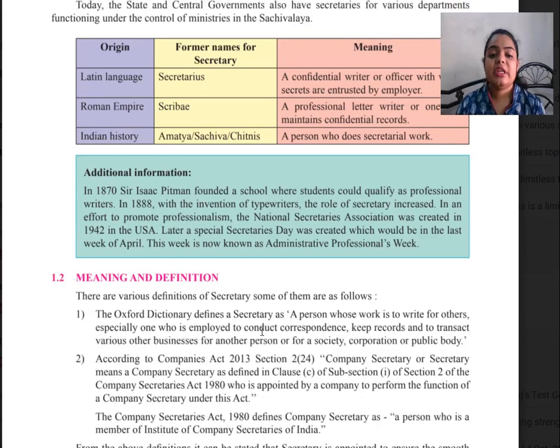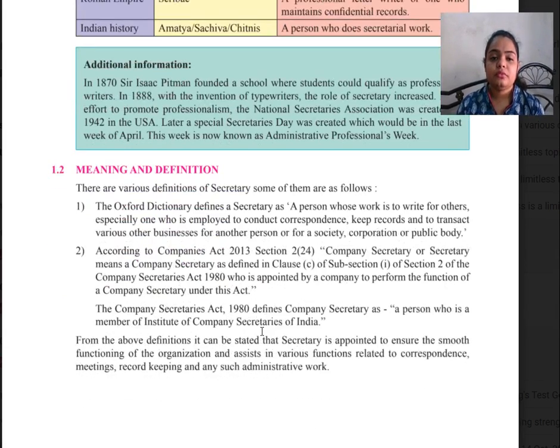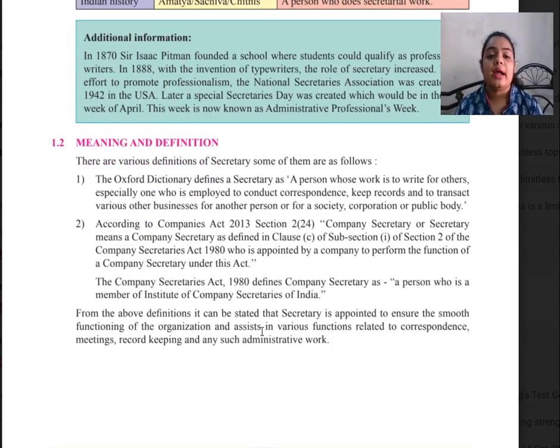Next we have meaning and definition. There are various definitions of secretary. Some of them are as follows. The Oxford Dictionary defines a secretary as a person whose work is to write for others, especially one who is employed to conduct correspondence, keep records, and to transact various other businesses for another person, or for a society, corporation, or public body.